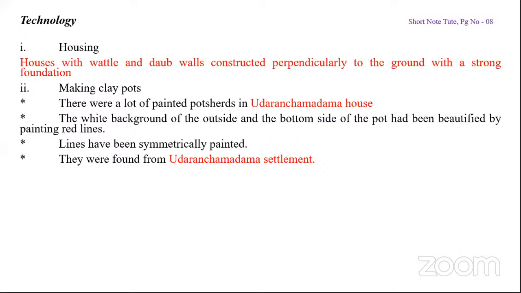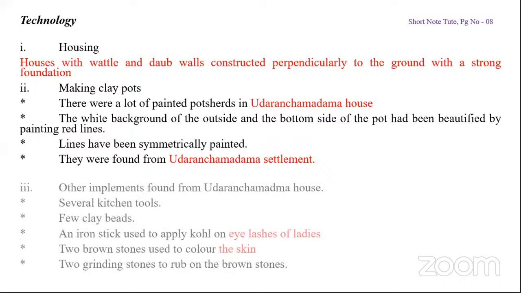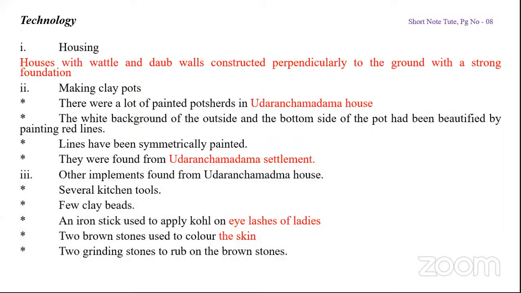I told you the technology of the protohistoric man is evidenced by three things. One is housing, second is making clay pots, and third is using iron, how they extracted iron from the ground. Other implements were found from the Rajamadam house. What were the other things? They were also using clay beads.